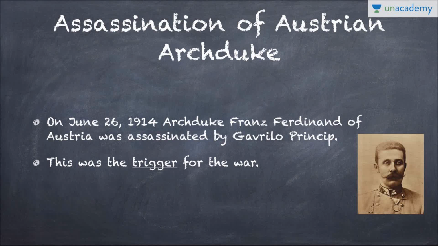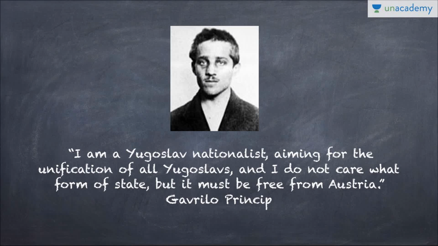And Ferdinand, he was the heir, he was a prince, and he would have succeeded to the throne of the entire Austro-Hungarian Empire. So obviously, if you kill such a powerful man, you will definitely invite war. And Gavrilo Princip, he was a Yugoslav nationalist, so that's why he killed him. And this was his quote: "I am a Yugoslav nationalist aiming for the unification of all Yugoslavs, and I do not care what form of state, but it must be free from Austria." So that is why he killed the main guy.